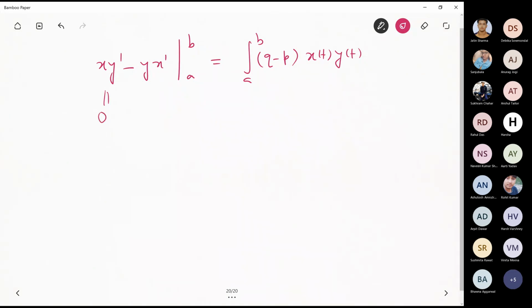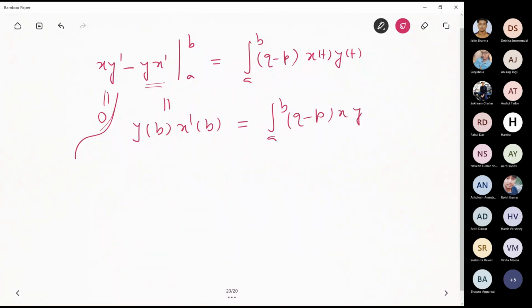And in this term, y at a is 0. Therefore, this is also going to be 0 at a. Therefore, this is going to be y at b into x prime at b. So this is equal to the integral a to b of q minus p into x into y dt. Now you see how the graph of these functions looks like. This is ab, and x is like this, and y is like this.